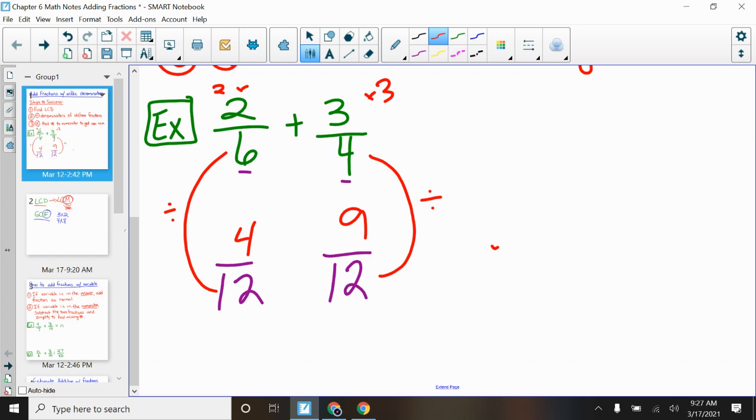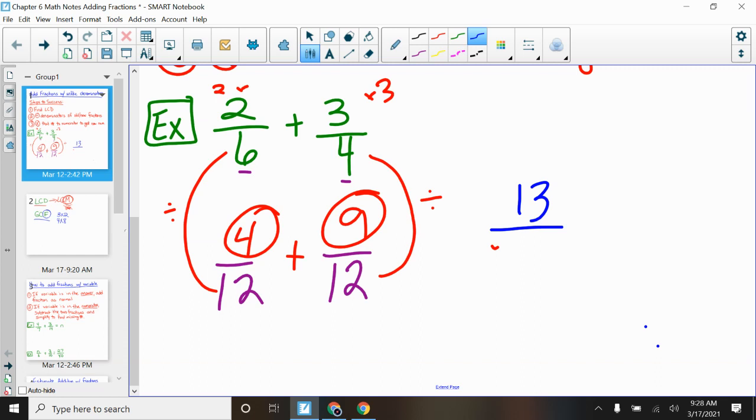So at this point, if you were ordering fractions, you would just look and see which numerator was bigger, which one was smaller, and you'd be done, right? So the only thing different now, we're not putting things in order, but what are we doing? We're adding. So now all we have to do is add 4 and 9. What is 4 plus 9? 13.